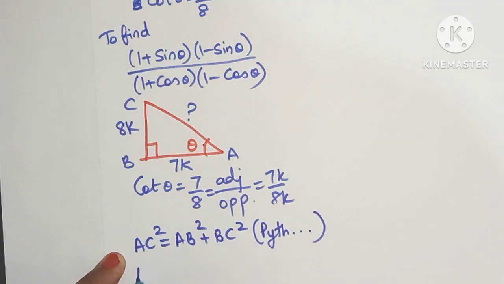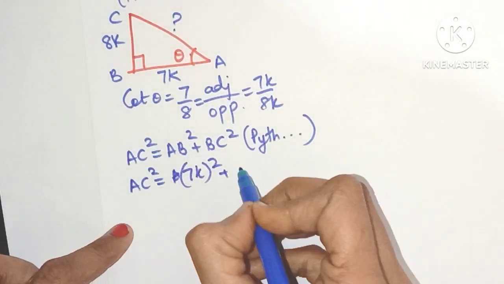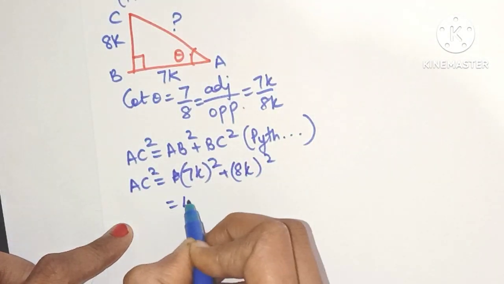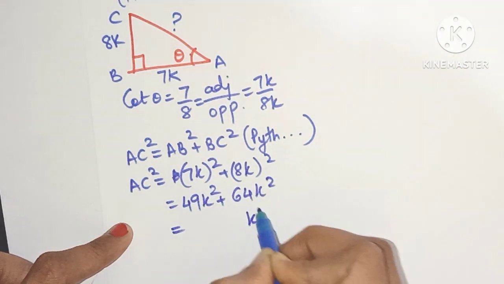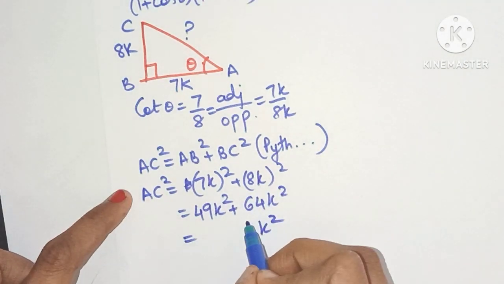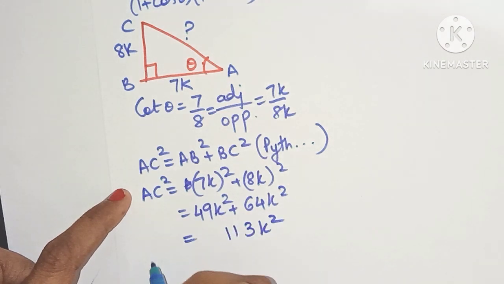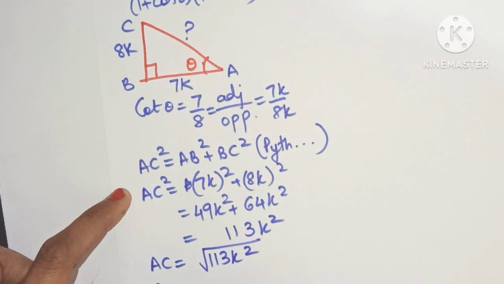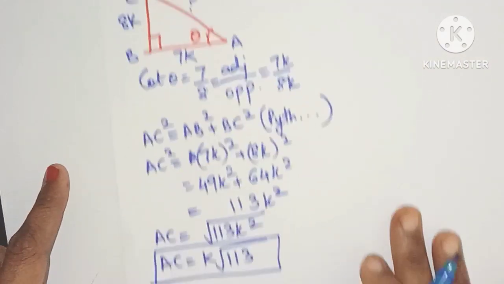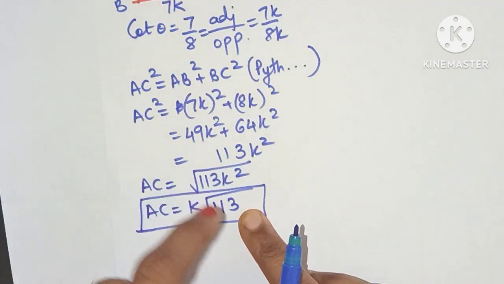Okay, so what is AC square? We don't know. AB is 7k the whole square plus BC is 8k the whole square. This is 49k square, 64k square. Just be careful when adding, friends. This is going to be 113. So my AC is going to be square root of this. So AC is k into square root of 113. Okay, here unfortunately we didn't get a perfect square, so we'll have to leave it like this.